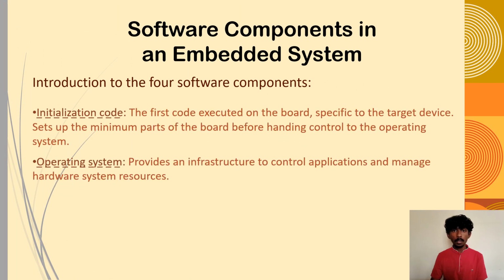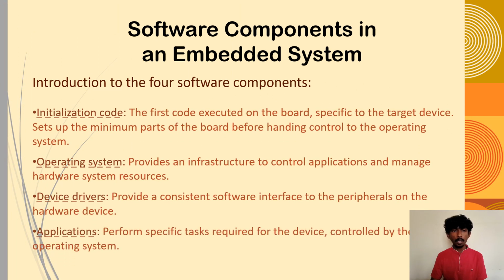The four major software components are initialization code, operating system, device drivers, and applications. Initialization code prepares the system for operating during startup. Operating system manages hardware resources and provides services for software applications. Device drivers are the software component that enables communication between hardware devices and the operating system. Applications are the software programs which perform specific tasks for end users.